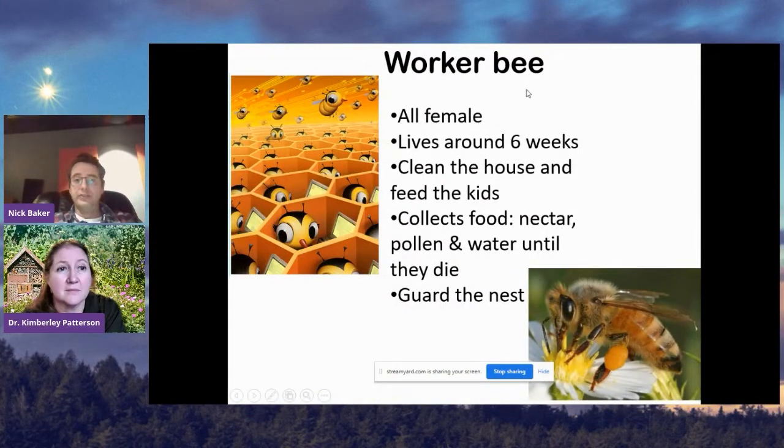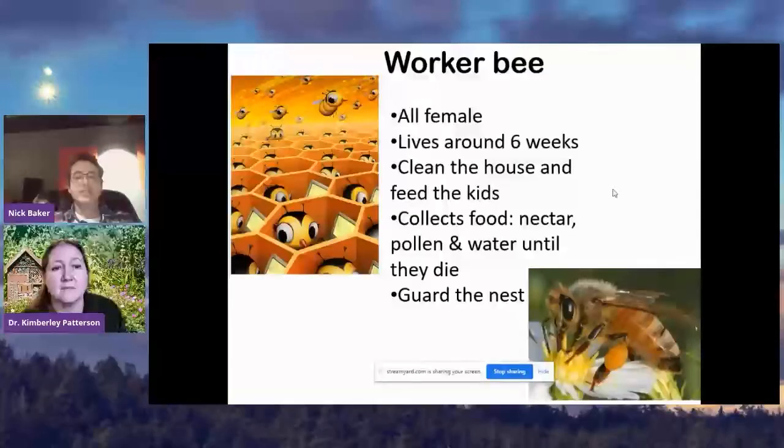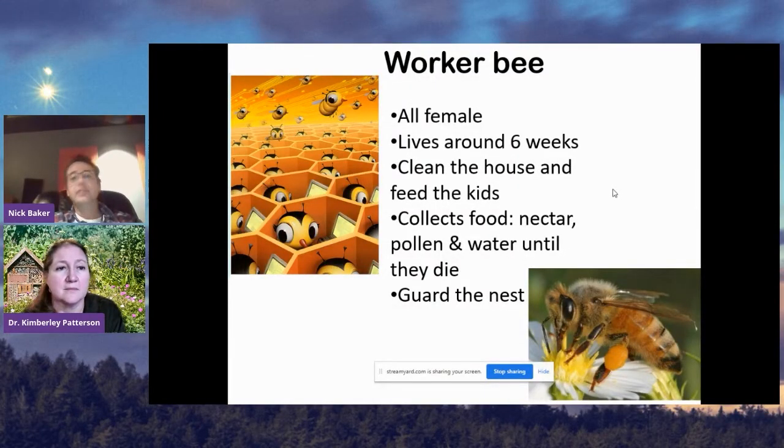The worker bees, as I mentioned before, are all female, and they only live about 6 weeks. So you have a queen who can live up to 2 years, whereas the average worker lifespan is about 6 weeks. They spend their time from first emergence cleaning the house and feeding the kids. This is what we call nursing tasks, and this would be considered a nurse bee. And after about 2 weeks of doing nothing but staying inside the hive and doing nursing tasks, they'll leave.